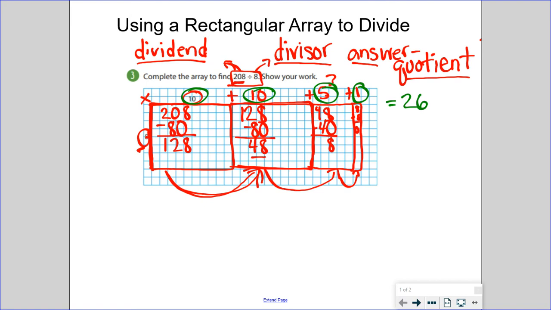I could double check my answer by multiplying and taking 26 times 8, which gives me 6 times 8 is 48. Carry my 4. 8 times 2 is 16 plus 4, which gives 20, and I end up with my dividend 208. In the next one, we are going to talk about the area model.